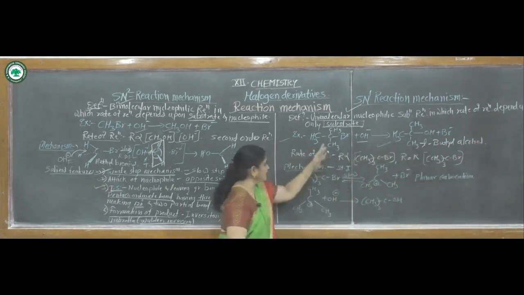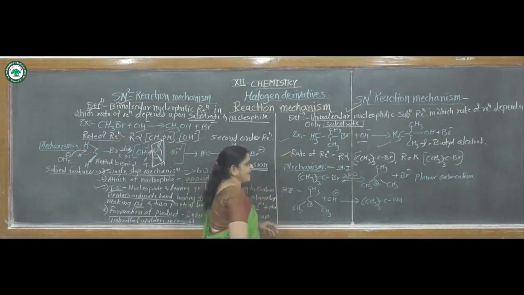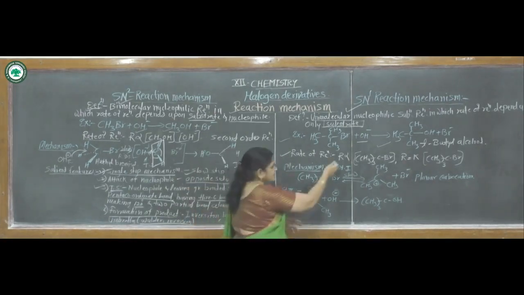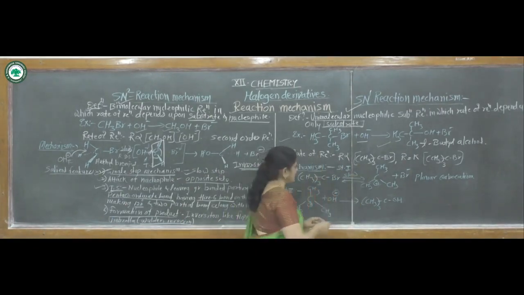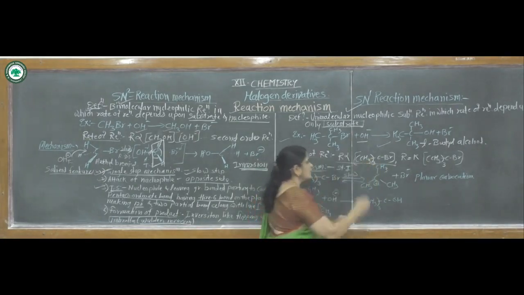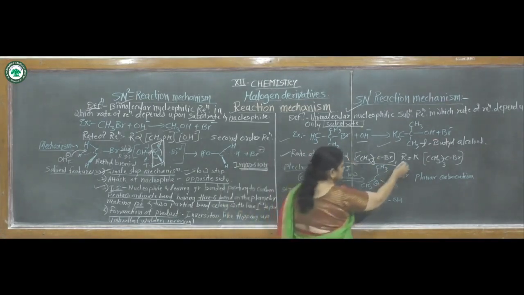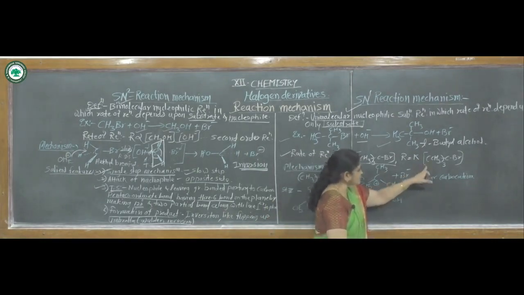Tertiary butyl bromide gives tertiary butyl alcohol. Then what about the rate of reaction? That means the rate of reaction depends only upon the substrate. What is the substrate in this reaction? That means tertiary butyl bromide. It is the substrate. So the rate of reaction is directly proportional to the substrate, that is tertiary butyl bromide. Hence R is equal to K, the proportionality constant, times the concentration of this substrate, tertiary butyl bromide.